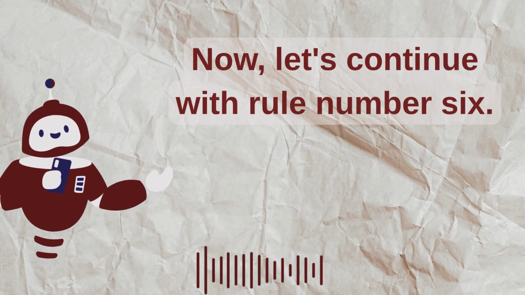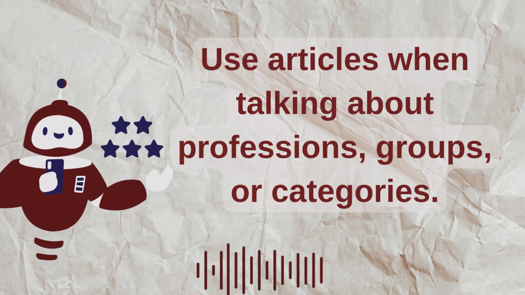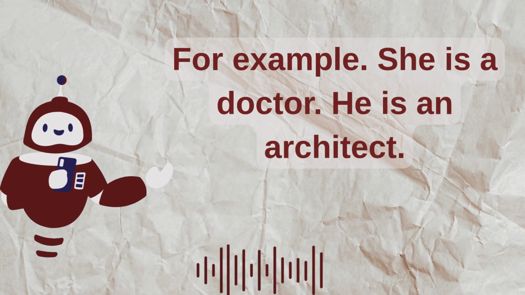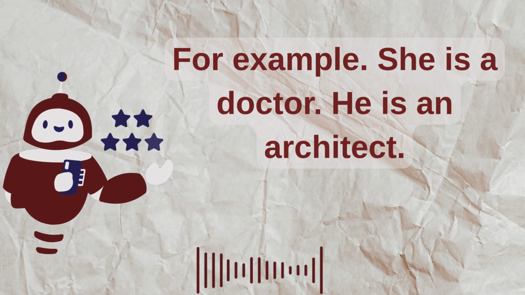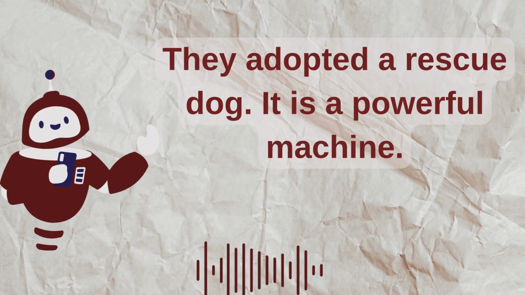Now, let's continue with rule number 6. Use articles when talking about professions, groups, or categories. For example, she is a doctor. He is an architect. They adopted a rescue dog. It is a powerful machine.